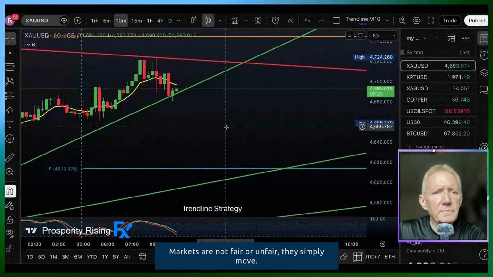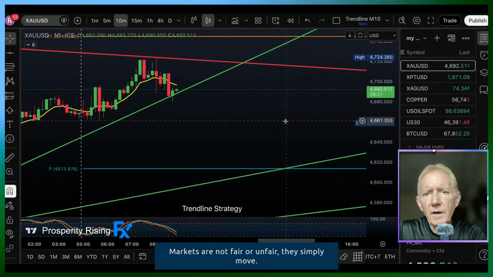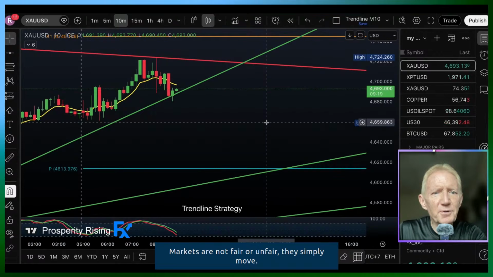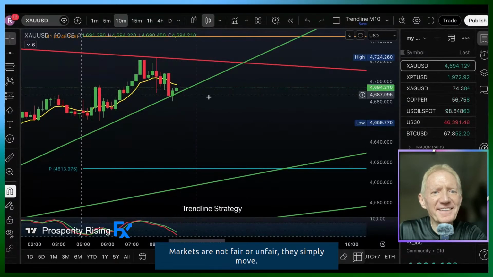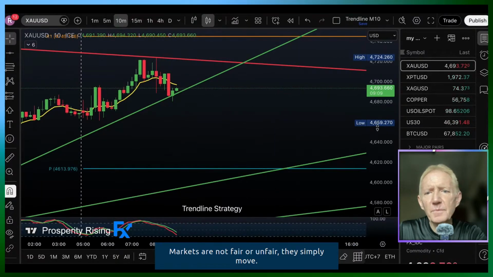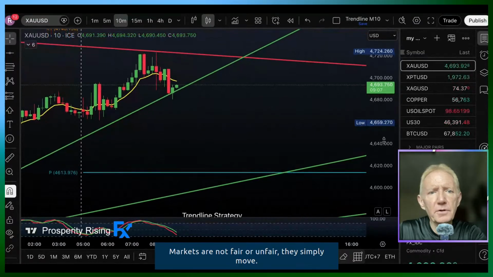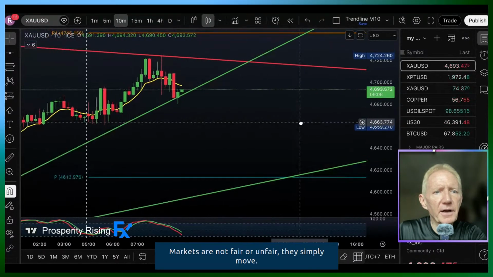And look at that. If you ever had that feeling that the market was against you or out to get you, this would be that moment. I came down, hit my stop loss, and then turned around. But that's a foolish way to look at the market. The market doesn't care what I'm doing. It doesn't care if I'm in a trade or not in a trade. It's not fair or unfair. It just moves.